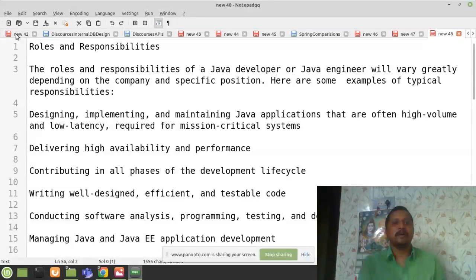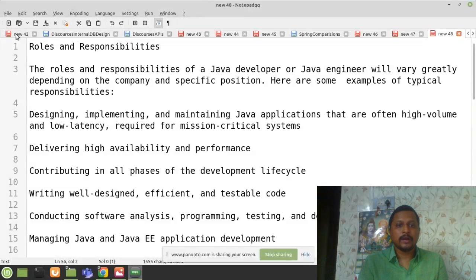You must have the high volume and low latency also required for critical development of a system, and also he must be delivering high availability and performance. That means if he committed to any delivery requirements, he must have the availability to fulfill that requirement, and he must give the delivery in time, and the performance of the Java application must be very good. Without any effect, whatever the requirement given for the application, we must fulfill.